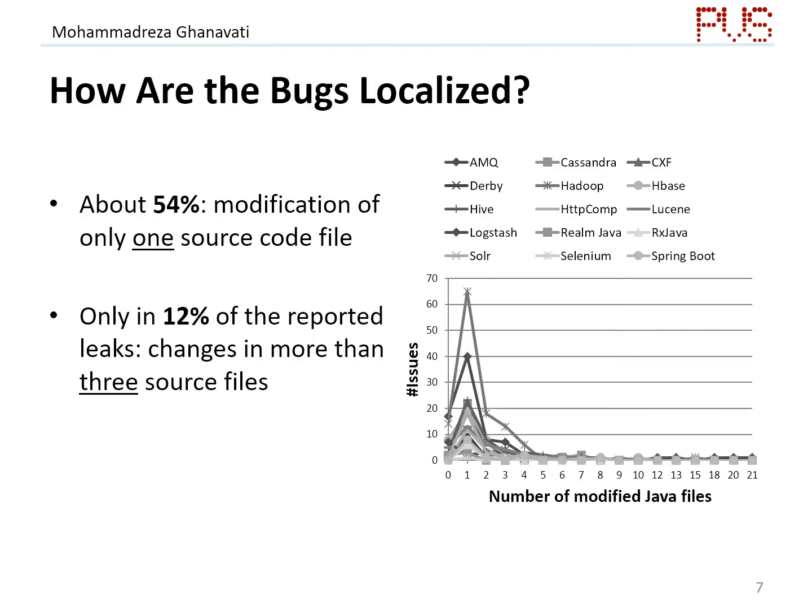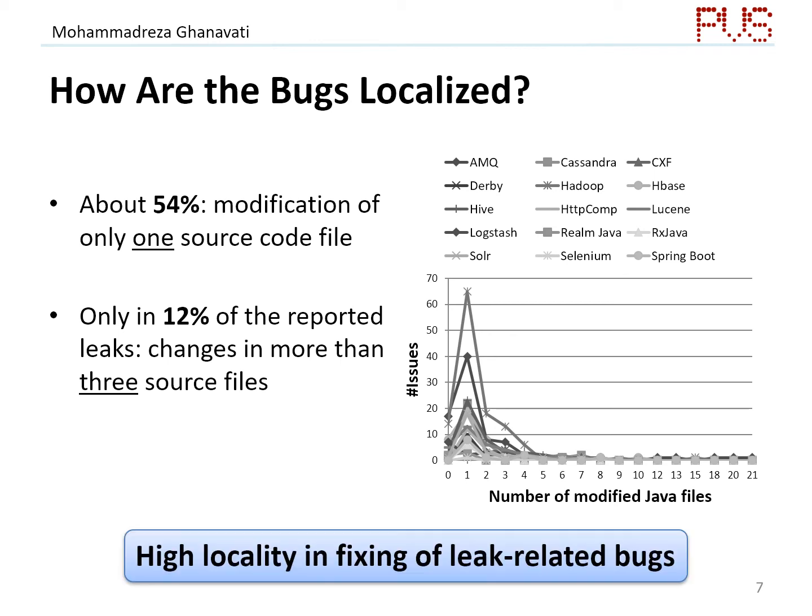We further analyzed the bug fixes to find how many files were modified in order to fix leak-related bugs. And we found that in about 54% of the cases, only 1 file was modified, and only in 12% of the cases, 3 or more files were changed. This result shows the high locality of fixing leak-related bugs.